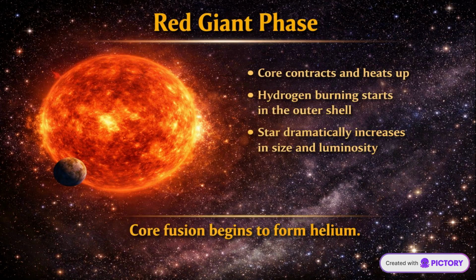In the red giant phase, the core contracts and heats up further. Hydrogen fusion continues in a shell around the core. The outer layers expand dramatically, making the star much larger and more luminous. Eventually, conditions become suitable for helium fusion in the core.